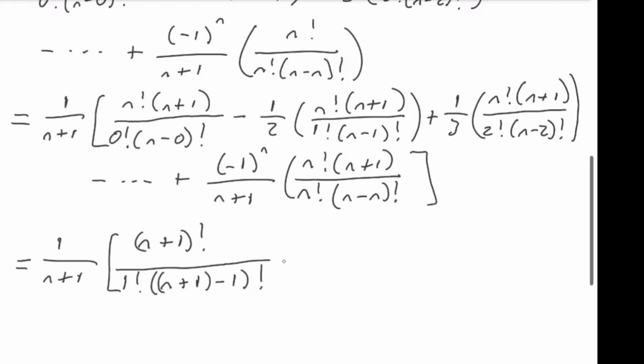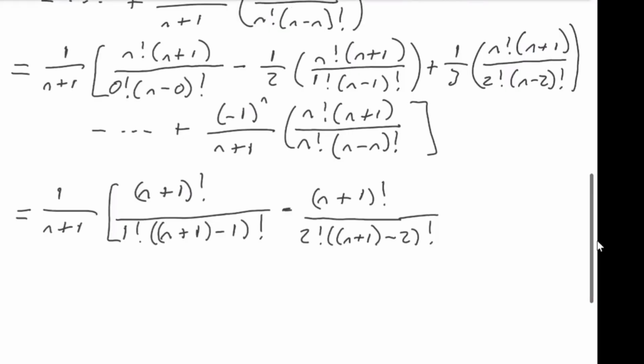And then minus. So n factorial times n plus 1 is n plus 1 factorial, over, and then 2 times 1 factorial is 2 factorial. And then I can rewrite this as n plus 1 minus 2 factorial. So then I have n plus 1 choose 2. And then I'm going to do the same thing here.